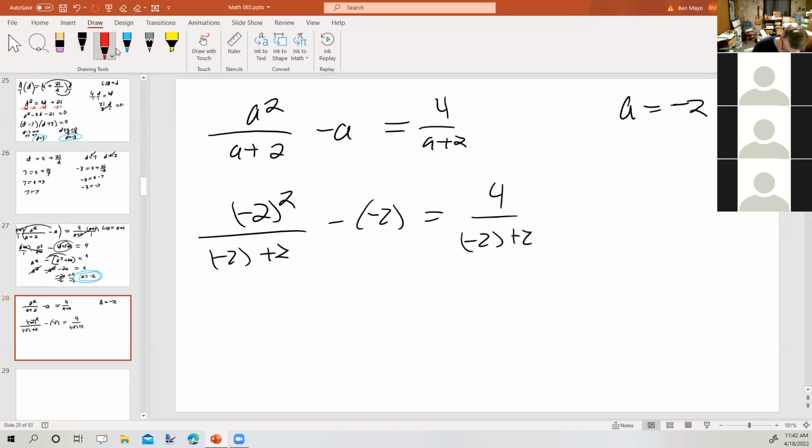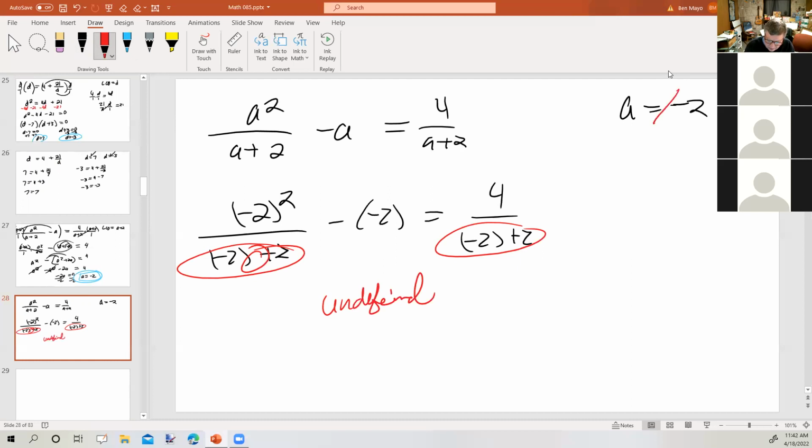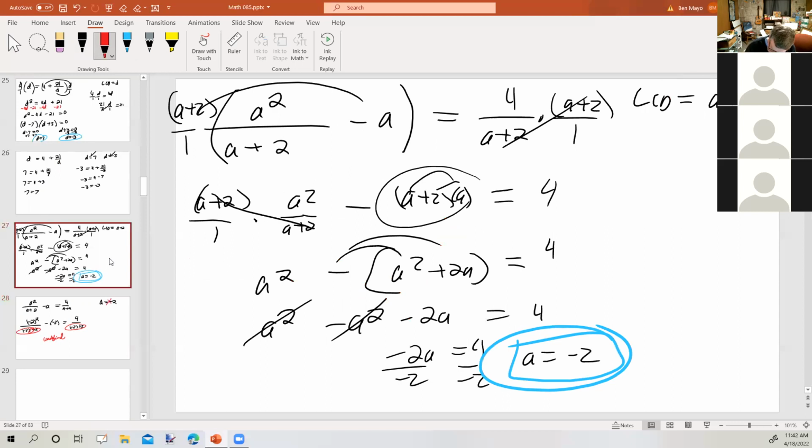I've got a big problem right here and right here. What's negative 2 plus 2? It's 0. So we're dividing by 0, which is undefined. So that means that a does not equal negative 2. So we would say no solution. Now, there's something called an extraneous solution.